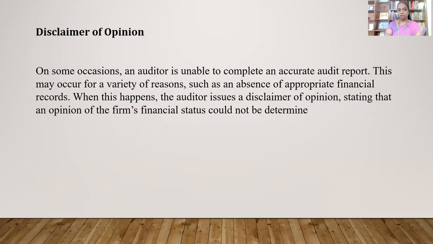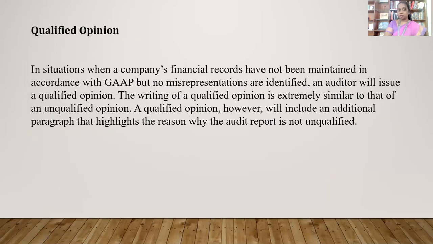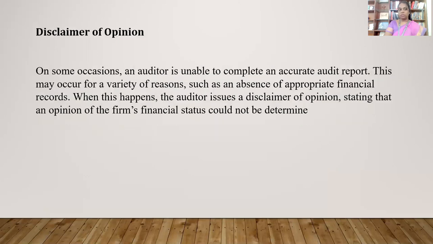The last kind of opinion is called a disclaimer of opinion. In this case, the auditor is not able to give an accurate audit report for various reasons. Maybe there is an absence of appropriate financial records, because of which the financial status cannot be determined, so he is not able to give an accurate audit report. So these are the four kinds of opinions an auditor can give to the company: the first is the unqualified opinion, the second is the qualified opinion, the third is the adverse opinion, and the last is the disclaimer of opinion.